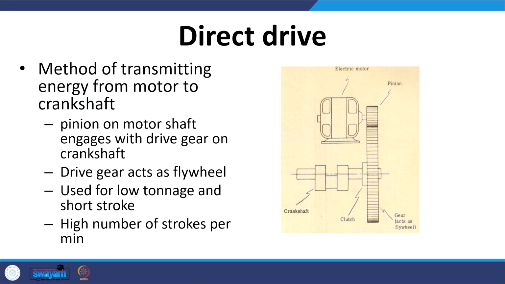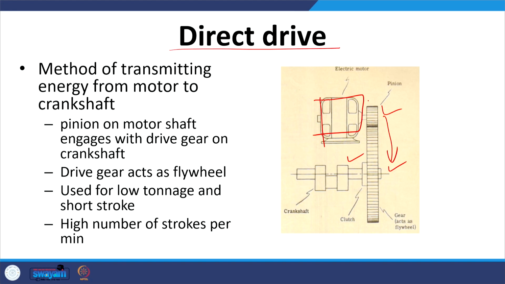Okay. And now, how the power is being delivered to the crankshaft from the prime mover or electric motor will be the basis for the classification based on the way by which power is being delivered. So, here direct drive is one where the motor is directly connected with the crankshaft with the help of a gearing arrangement, like the pinion mounted on the motor shaft and the gear mounted onto the crankshaft. Okay. So, here power is directly being delivered to the crankshaft from the electric motor.